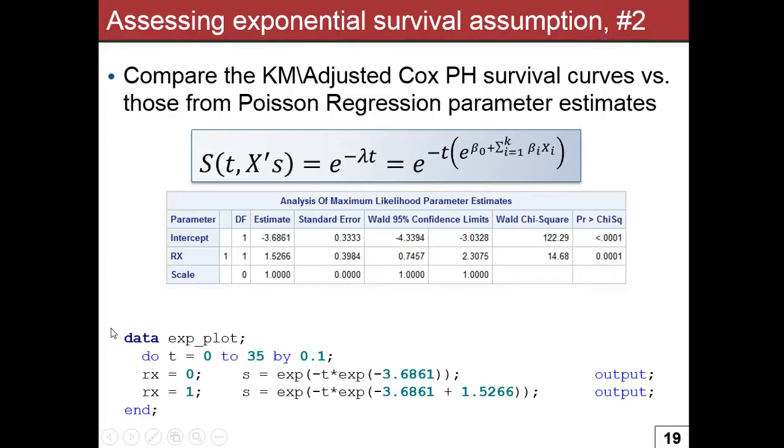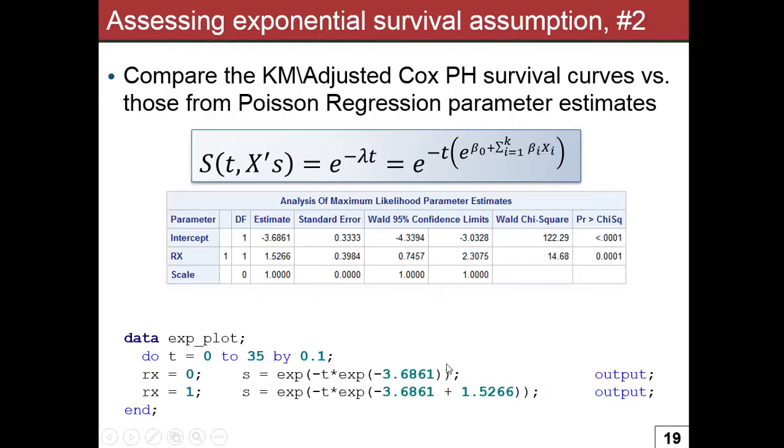So this is a little data step that's making observations at different time points from time 0 to 35 by 0.1 increments. And it's making treatment group 0, and this is the curve for treatment group 0. They have an intercept, 3.861. And then it's making output means make a row, and then it's making the treatment group Rx equals 1, and this is the survival observations at every time point for treatment group 1. And again here's beta 1, the estimate of beta 1.